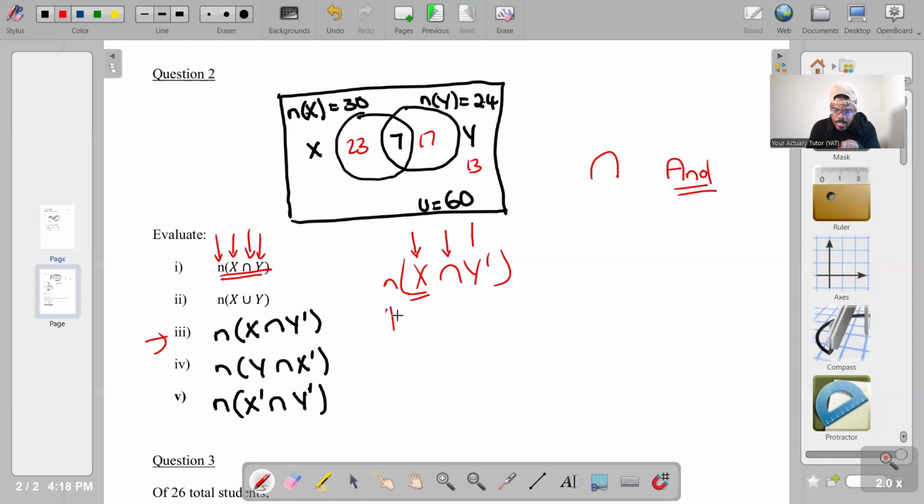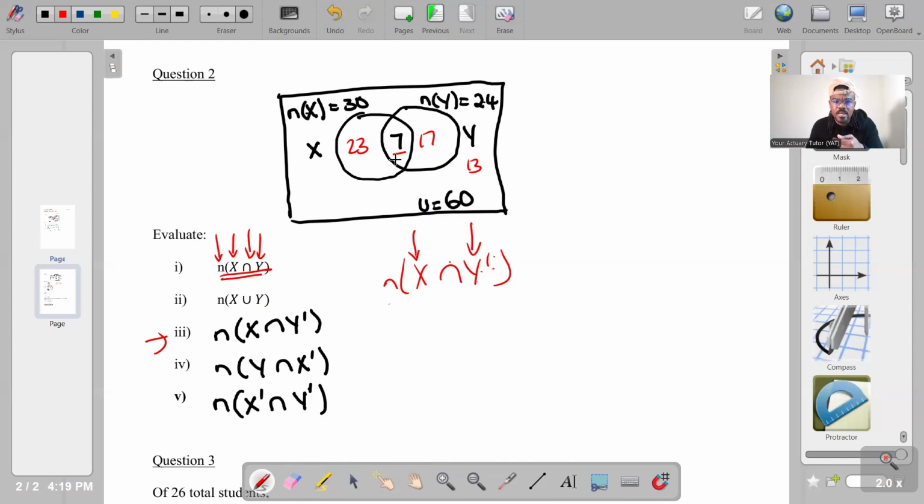I want the elements in X and not in Y, because this is Y complement, so I don't want it to be in Y. So when you see Y complement, X complement, A complement, I want to say not in that set. Okay? So let's repeat that in words again. How many elements can you find in X that are not in Y? I'm going to repeat that again. How many elements can be found in X and not in Y?